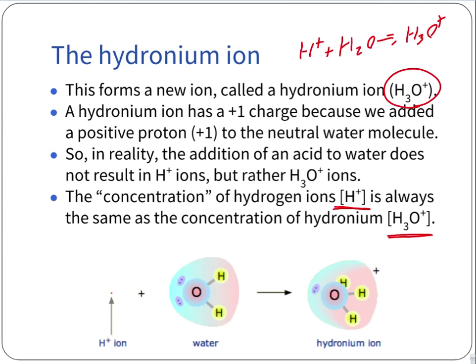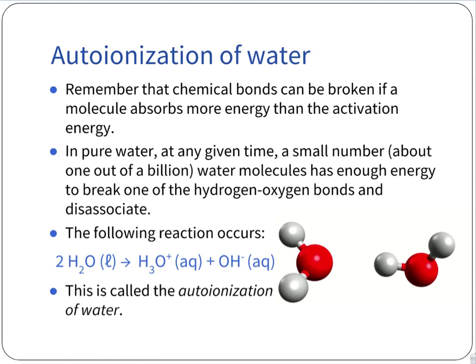Let's see. Here's our next thing to talk about. Let's look at water. Suppose that I just have a big old container full of water. Okay, nothing but pure water. Now, one thing to remember is that chemical bonds can be broken if a molecule absorbs more energy than the activation energy. Now, if we have, let's say, water at a certain temperature, that means it has an average kinetic energy of a certain amount. But remember that if we heat it up, if we put more energy in the system, then we may have enough energy to get over the activation energy to break those bonds.